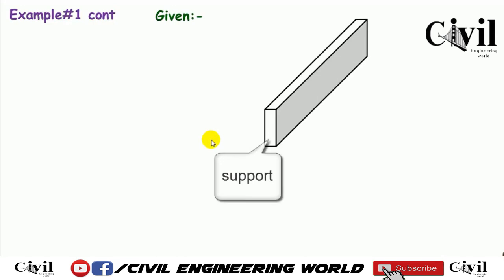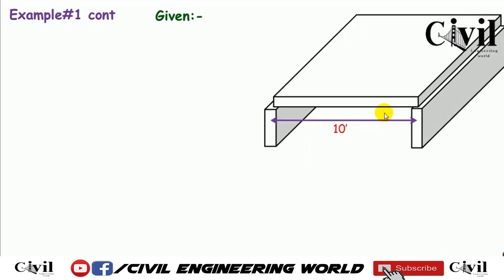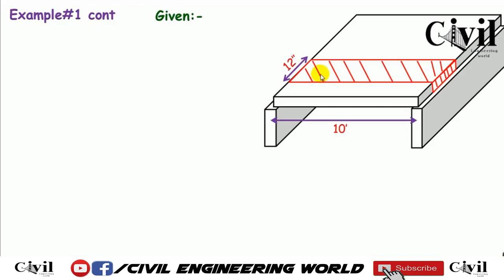If we see it in a 3D view, 10 feet is the span of this slab, which is the shorter direction where the load is actually distributed. So we have to design it for a small strip, which is 1 foot. We have considered a small strip of this slab, which is also 12 inches, and its depth is also to be assumed. The data is already given.